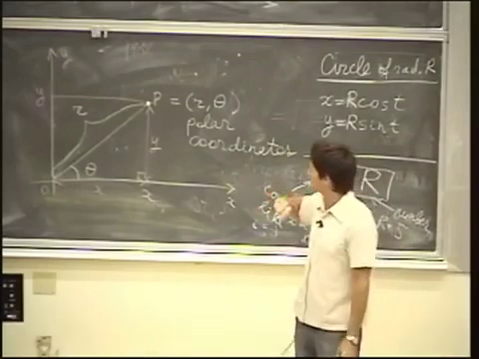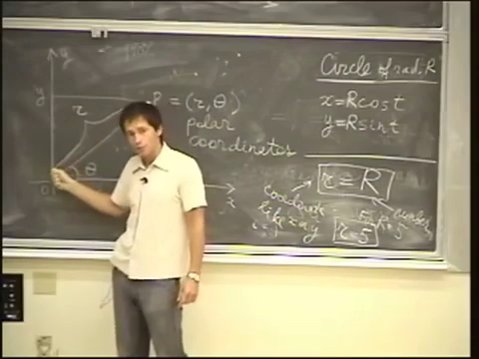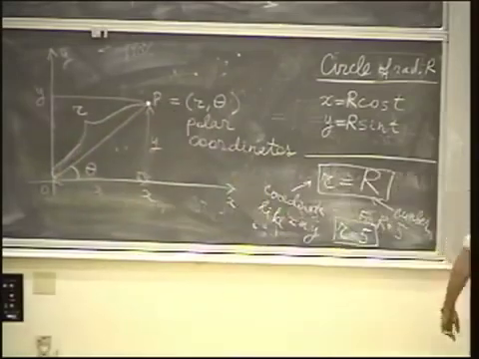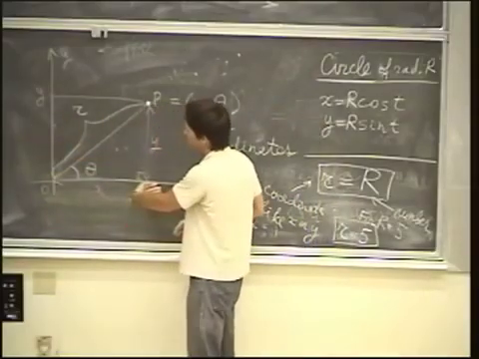Not so for the polar coordinates. For one thing, r was defined as a distance from the origin, and the distance is a positive number, or more precisely, a non-negative number. It could be 0 or positive. So r, in this definition, is greater than or equal to 0. What about theta? Theta is the angle, and we know that the angle goes from 0 to 2 pi.